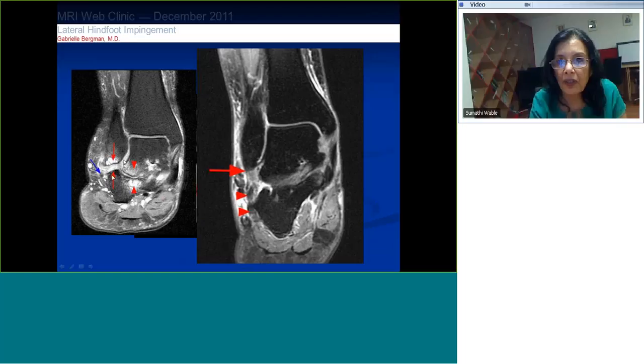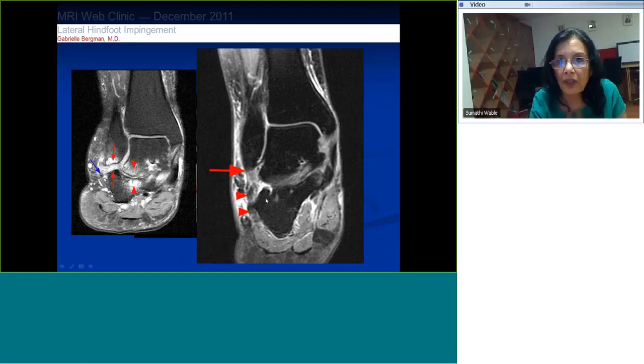Now, this is an example of an extra-articular lateral hindfoot impingement secondary to posterior tibial tendon tear. As you can see, there is a lot of marrow edema in the talus, calcaneus, and also the lateral malleolus and the soft tissue edema secondary to the impingement, as opposed to a normal anatomy here.